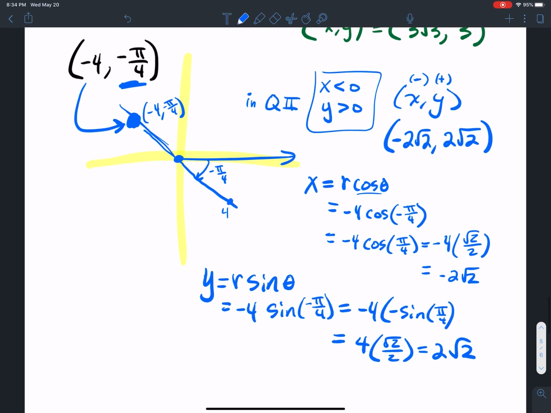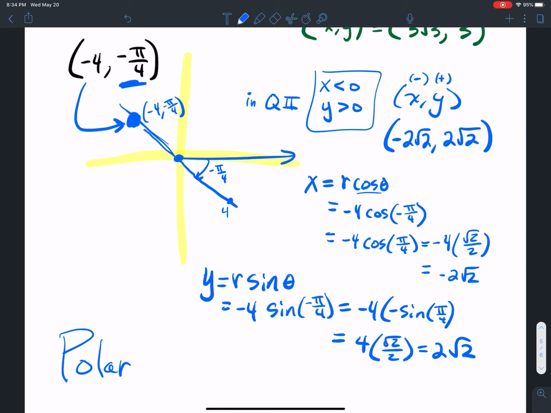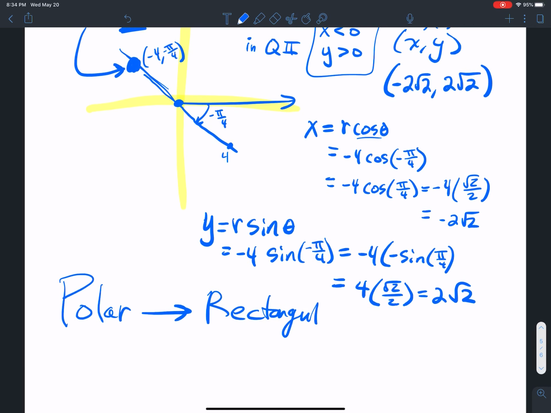So that's conversion from polar to rectangular. The key here are the equations x equals r cosine theta and y equals r sine theta. Those are the keys to being able to do that.